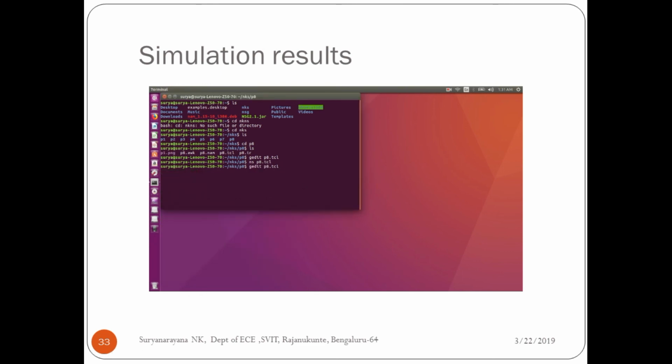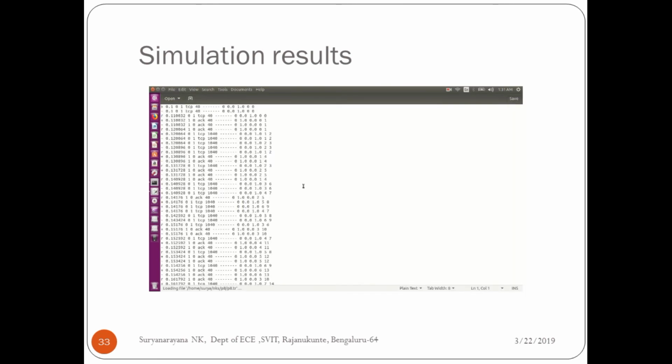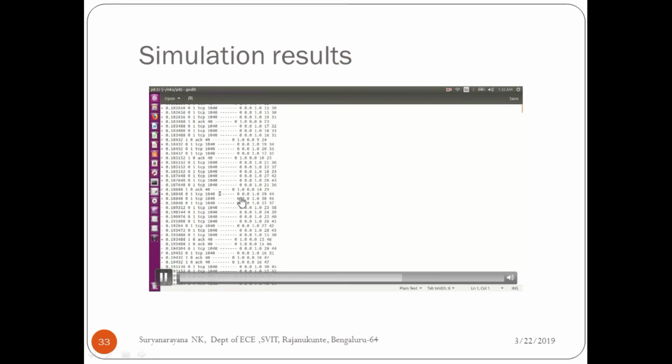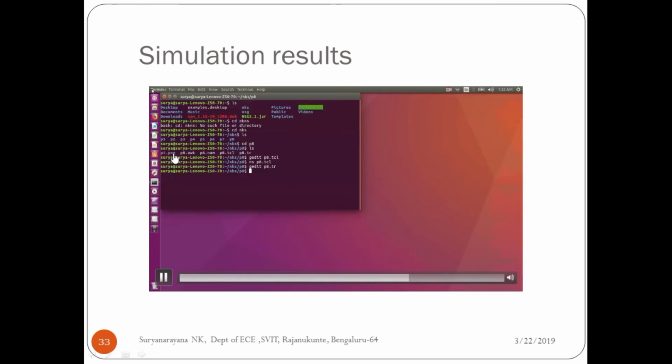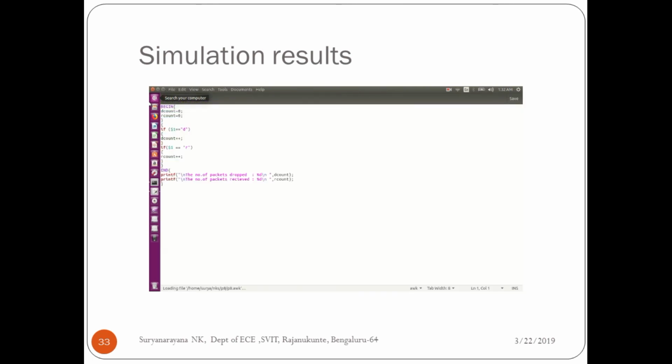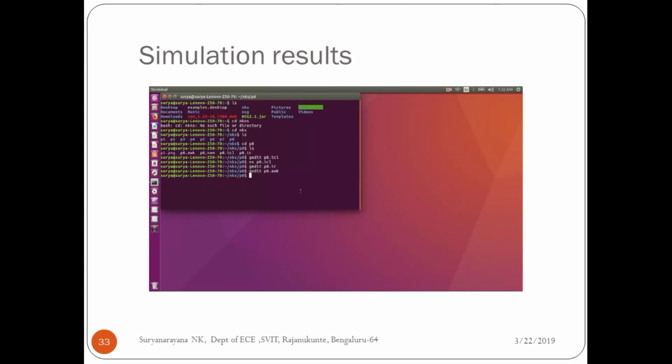To view the trace file, type gedit p8.tr. You are able to see the information about event, time, packet transmitted and packet received. Type the AWK file, link the AWK and trace file to extract the information from the trace file.